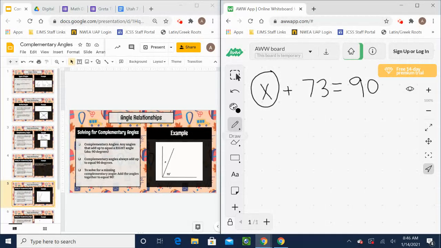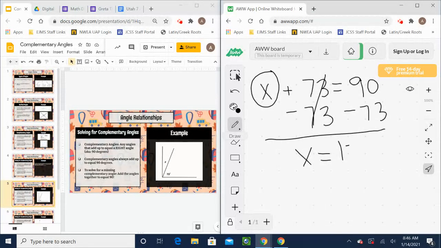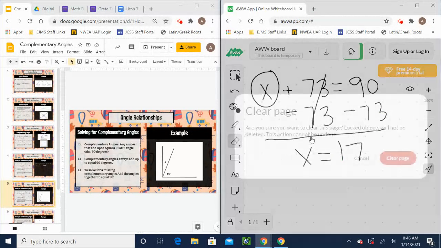Well, I'm looking for X, so I'm going to circle that. I have added 73 to this, so to do the opposite, to get rid of that, I'm going to be subtracting on both sides. I want it gone. That gives me X over here by itself, and then 90 minus 73 will be the measure of that other angle. So when I type that in my calculator, I get 17 degrees. Okay, so my two angles would be 73 degrees and 17 degrees, and those add up to equal 90 degrees, so I am good.